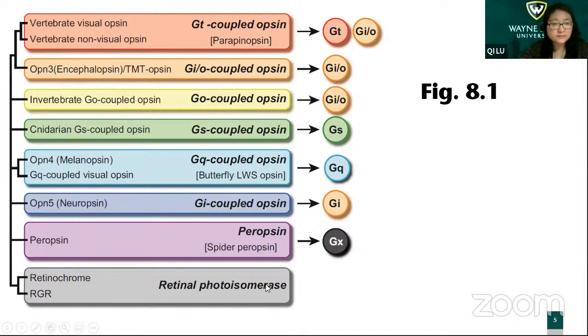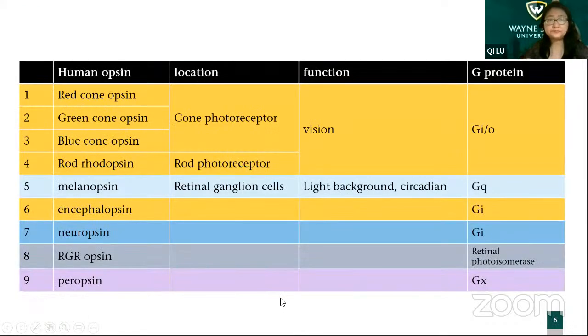And actually, let me see, peropsin is also quite like a photoisomerase, because it is expressed in the mouse retinal pigment epithelium, where it binds to all-trans retinal and can change the conformation to 11-cis retinal. So it also functions kind of as a photoisomerase.